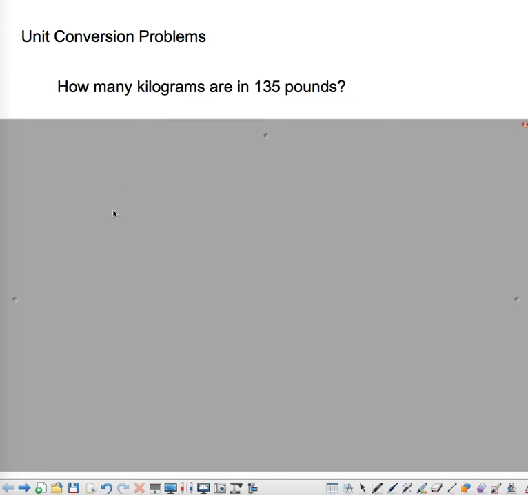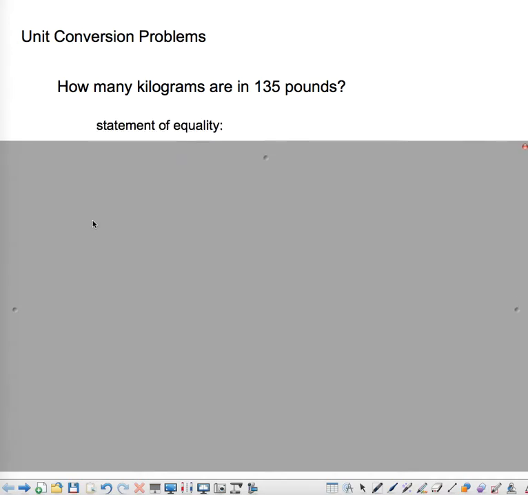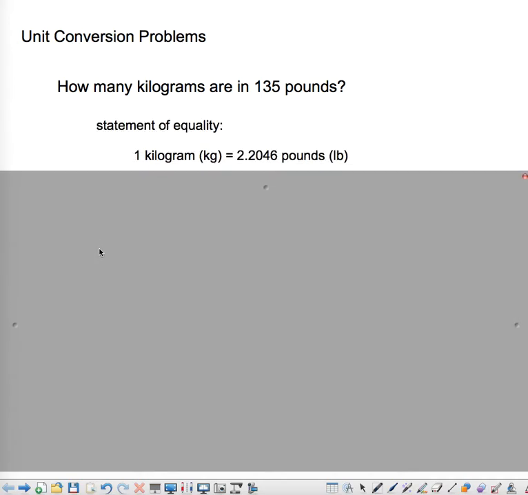Here's an example. Suppose I want to know how many kilograms there are in 135 pounds. Well, the first thing I need to know is what is the relationship between a pound and a kilogram. So I look on my data sheet and I see that I have a statement of equality that says that 1 kilogram equals 2.2046 pounds. That will let me proceed.